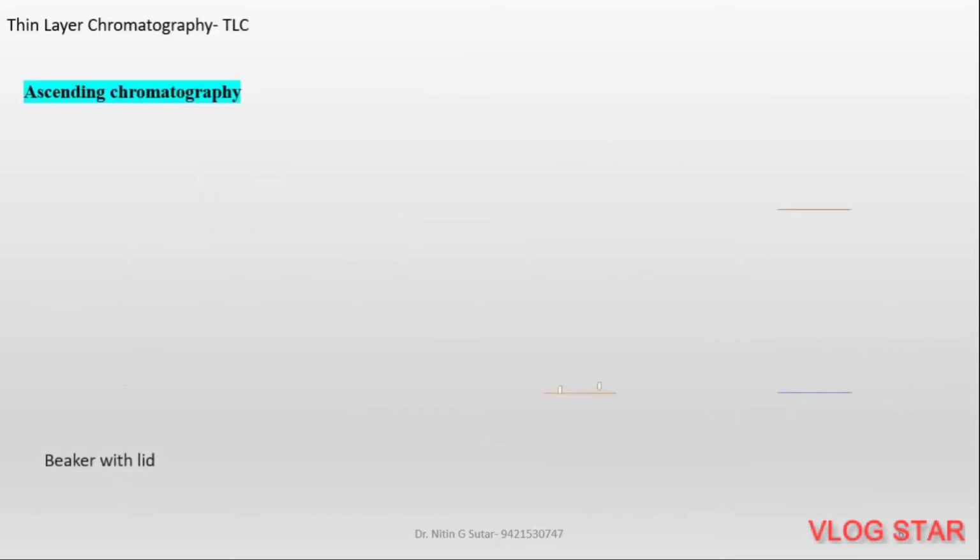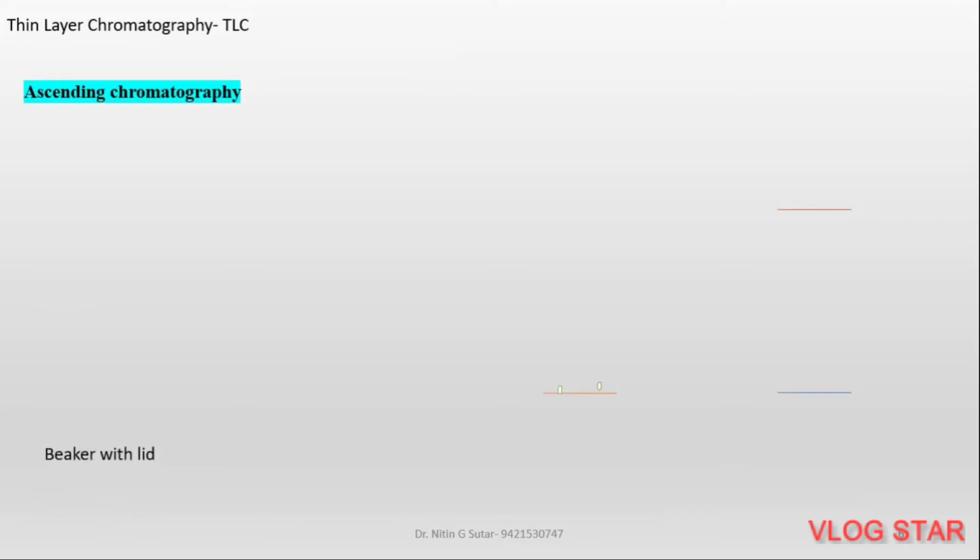Okay. So in this case, thin layer chromatography is also known as ascending chromatography, because the mobile phase is to be run on this particular slide. There are two phases. One is a mobile phase and another one is a stationary phase. The stationary phase is nothing but your solid slide, which we have prepared previously, and the mobile phase is nothing but your solvent, which has to be utilized for the isolation purpose.